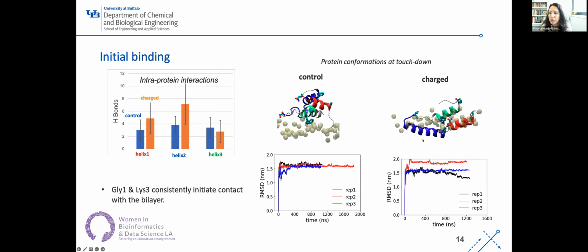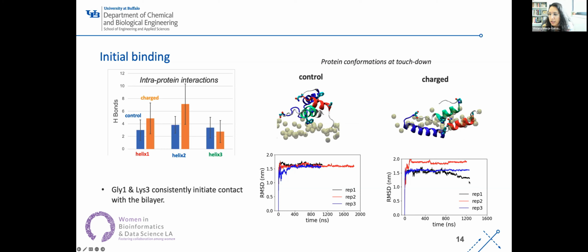Whereas for the changes in conformation of the protein with the charge model, the one that has PI and PS lipids, there are much more marked differences between the replicas. In all cases, the first amino acids to interact with the bilayer were lysine 1 and lysine 3. These are both in the N-terminus of the protein, and lysine is a charged amino acid, which presumably would be interacting with the charged lipids.